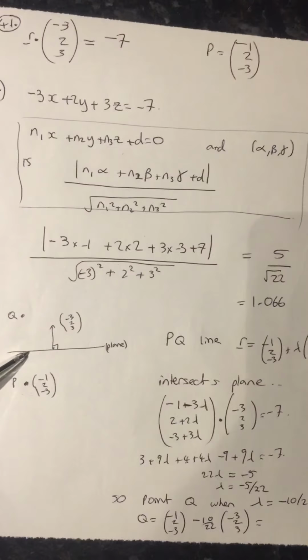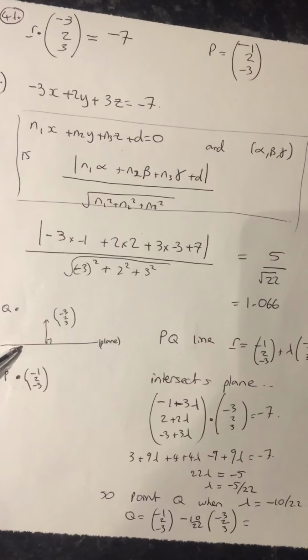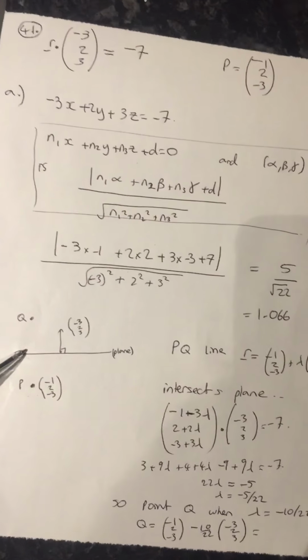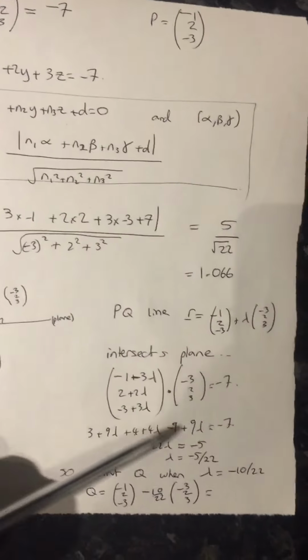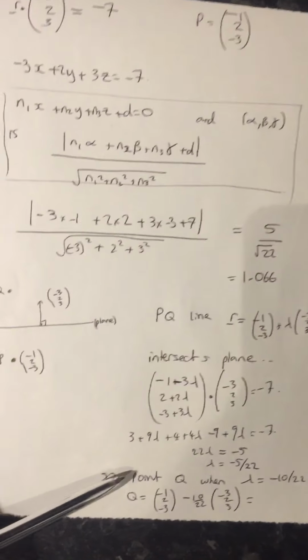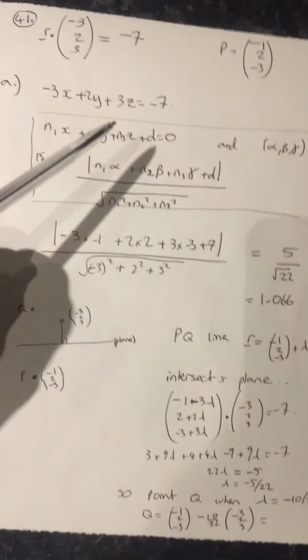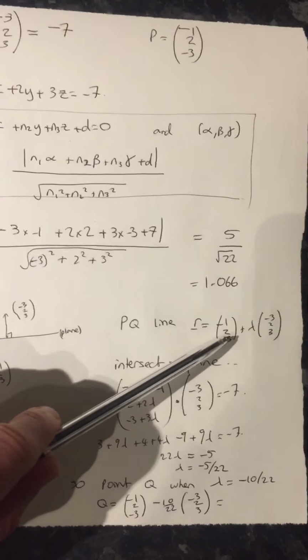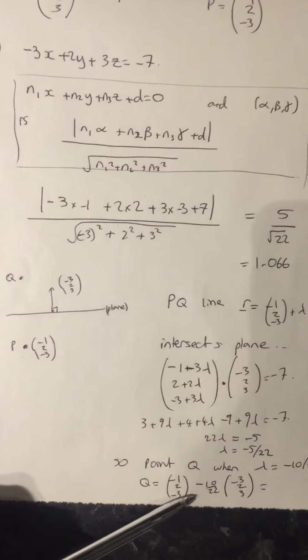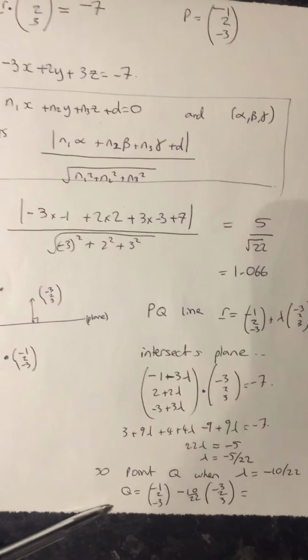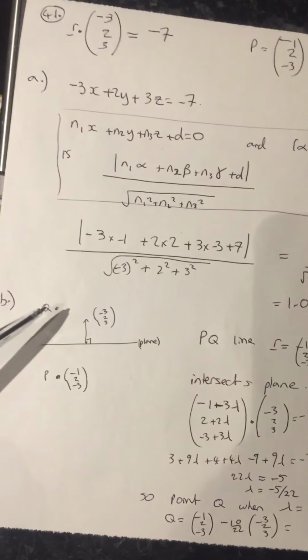So I found that when lambda is -5 over 22, that's this point here. So this point here will be double that, so -10 over 22. And if you substitute that into here, you'll be able to work out the coordinate of point Q. So the answer to this would be the exact coordinate of point Q.